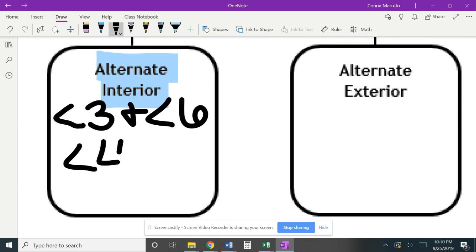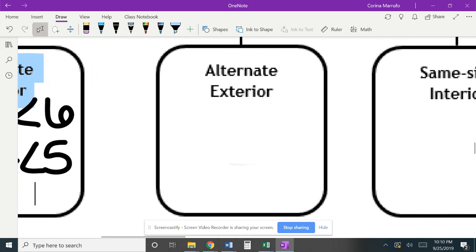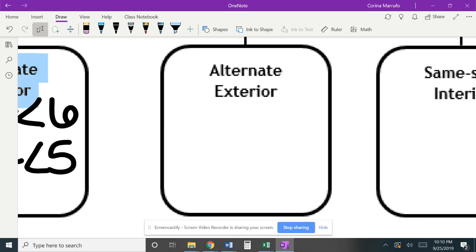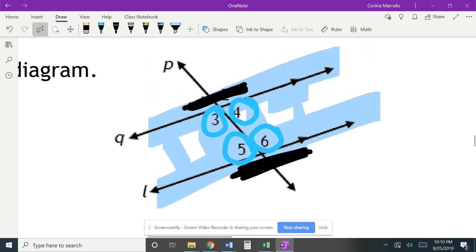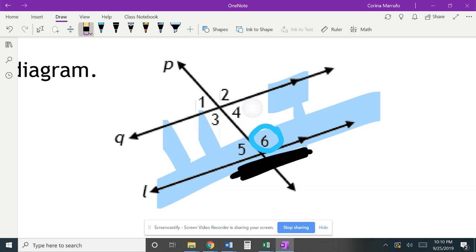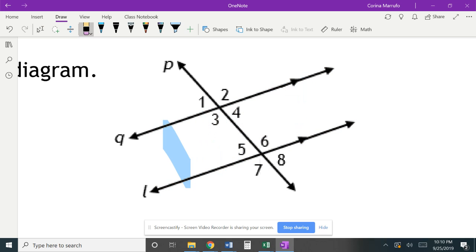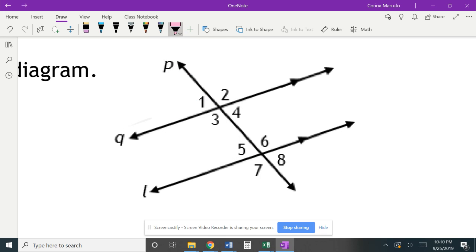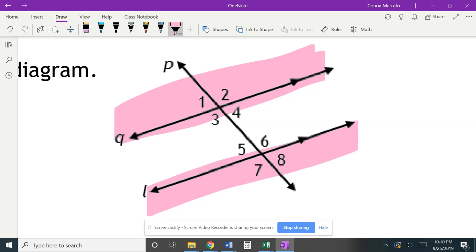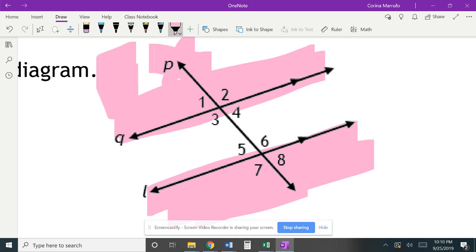So angle 4 and angle 5. Now we are going to do alternate exterior angles. So I'm going to go back and erase everything that I wrote. And now I'm going to look at the exterior. The exterior means outside of the parallel lines. So this would be outside of the parallel lines. This would be the outside of the parallel lines. That's your exterior, E-X-T.